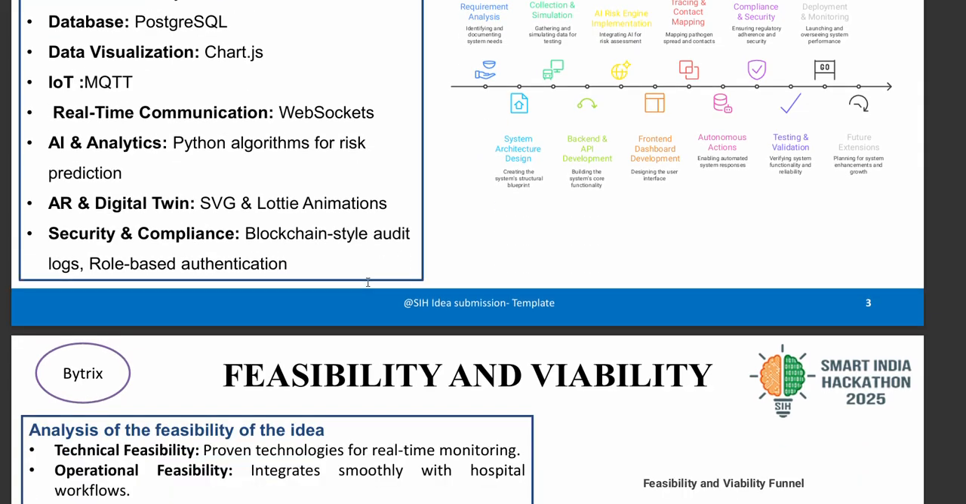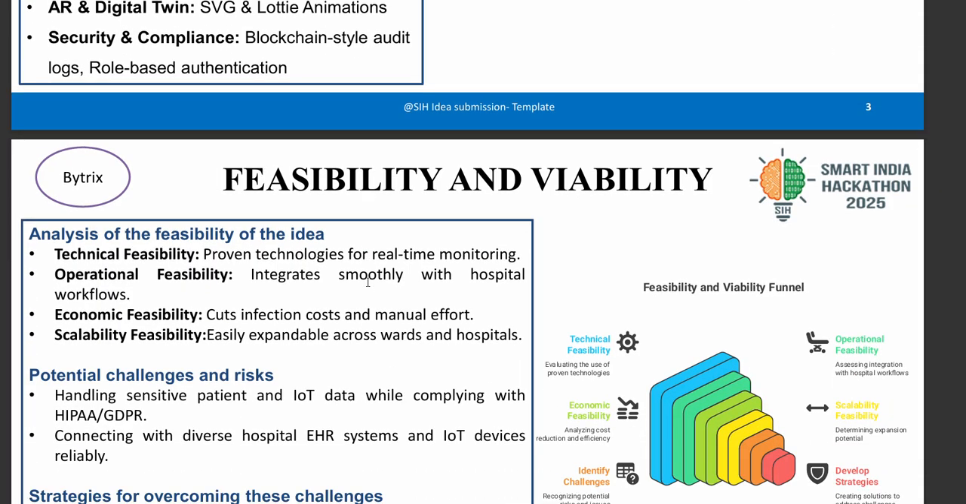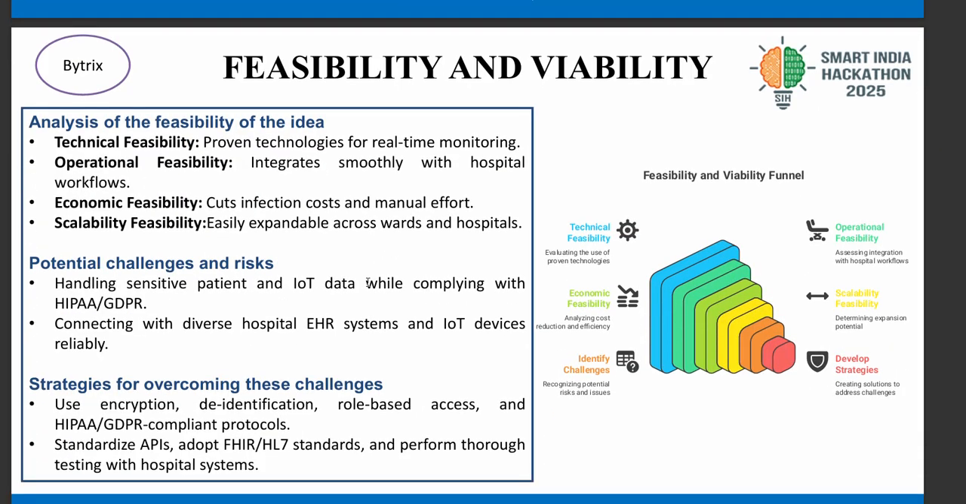Now I will explain feasibility and risk management in our project. Our idea is technically and operationally feasible using proven and scalable technologies that easily integrate into hospital workflows. To address challenges like data privacy and integration, we use encryption and de-identification. HL7 APIs and HIPAA compliant protocols ensure reliability and compliance at every level.